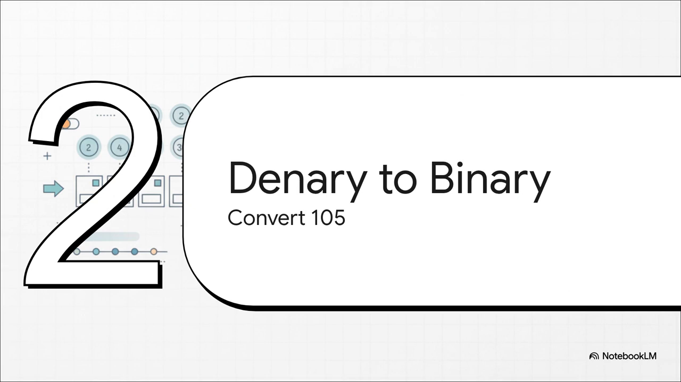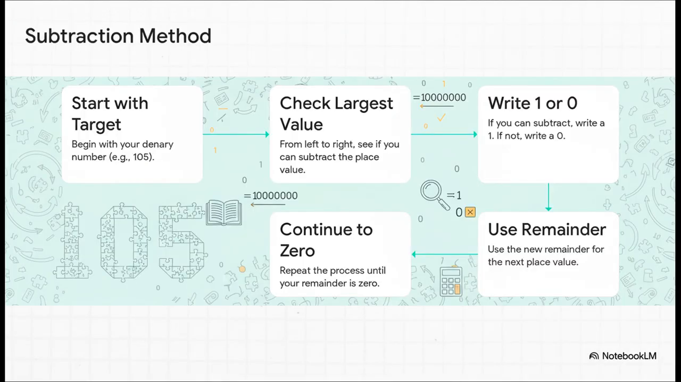This time, we're flipping it. We're going in the opposite direction, from denary to 8-bit binary. We need to figure out what the number 105 looks like in computer speak. For this, we're going to use what's called the subtraction method. I actually really like this one because it's kind of like a little puzzle. You start with your target number, in this case 105, and you just work your way from left to right, seeing which place values you can subtract from it.